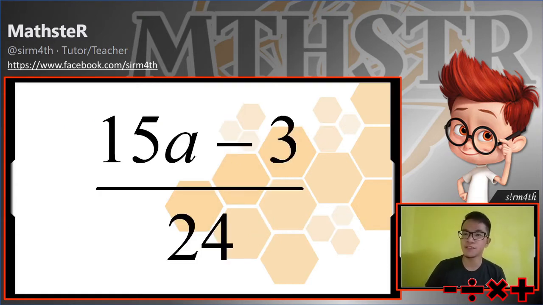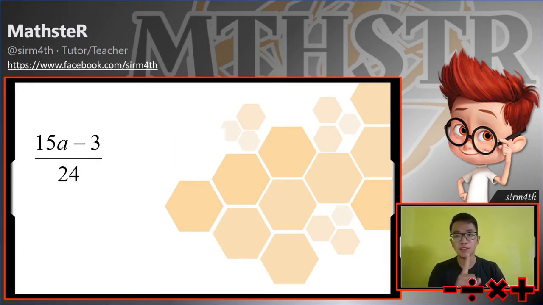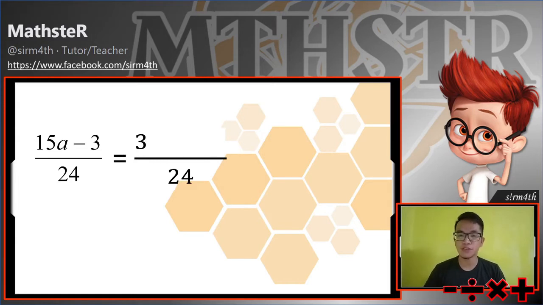So I have here the first example. We have 15a minus 3 over 24. So first, we need to get the common monomial factor of our 15a minus 3. Kung nakikita nyo dito, yung ating 24 na denominator ay na-copy lang natin. And then, yung 3, yun ay galing sa ating numerator. Diba nga, ang sabi sa first step natin, factor the numerator.